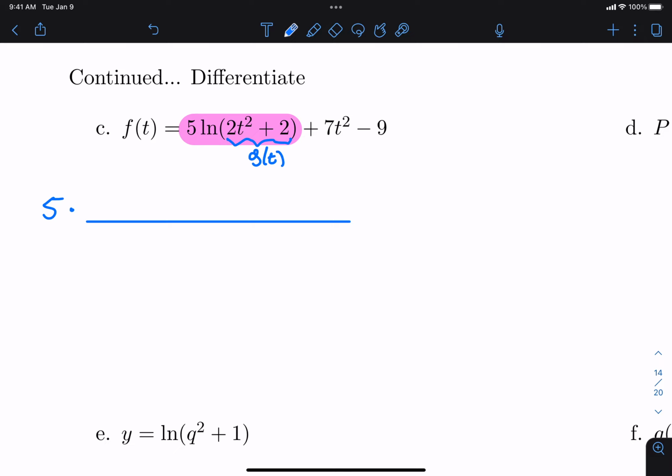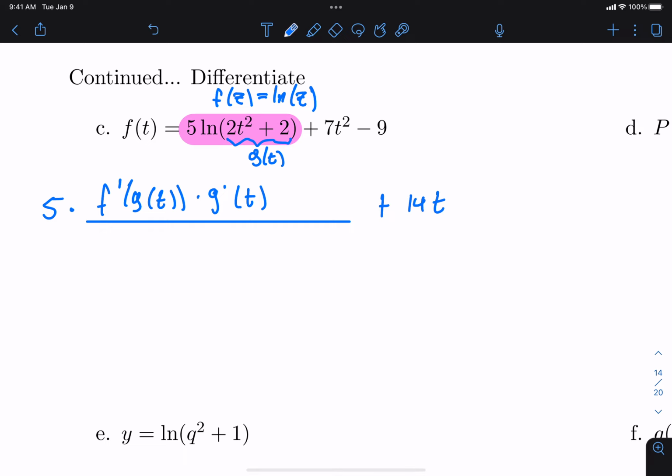And then f of z is just whatever that function's being plugged into. So that function is the input in the function ln z. Okay, ln z. So what needs to go in this blank should be f prime of g of t, times g prime of t. And then we are going to do plus 14t.